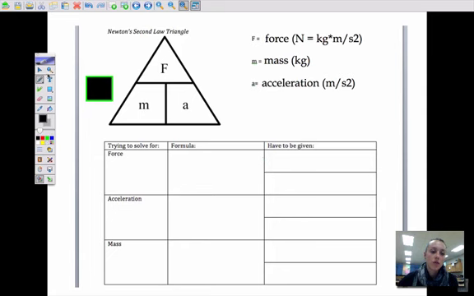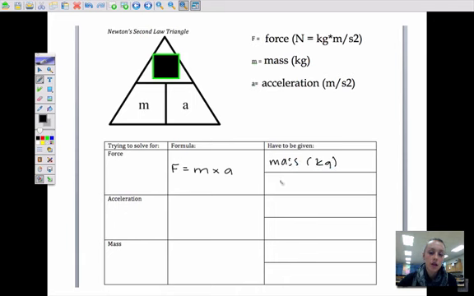So if we're trying to solve for force, we would cover up the F on the triangle, and we're left with M and A next to each other. So F is equal to mass times acceleration. Remember, we multiply because these two variables are next to each other in our triangle. So in order to solve for force, we have to be given mass in kilograms and acceleration in meters per second squared.